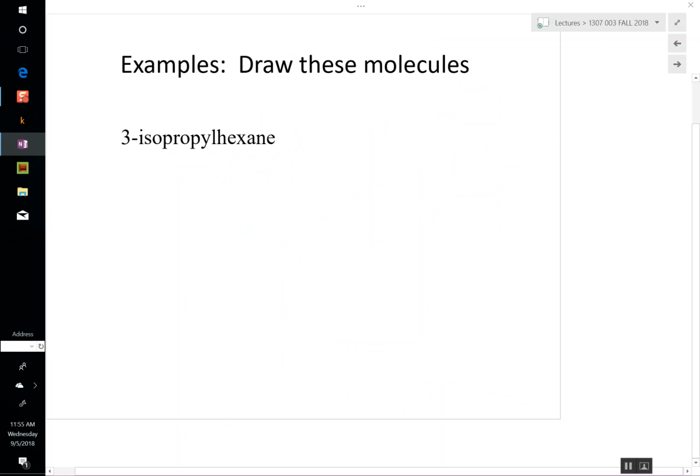Okay, this is a toughie. We got our first isopropyl. Take a stab at that. It's an isopropyl group. It's not a propyl group.